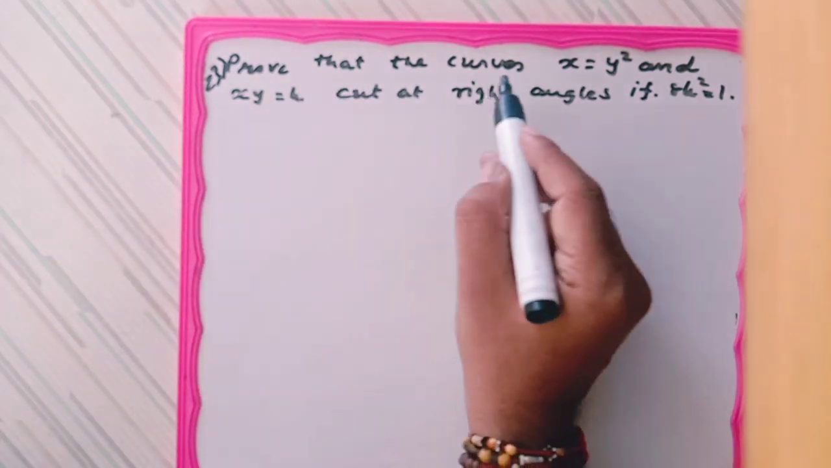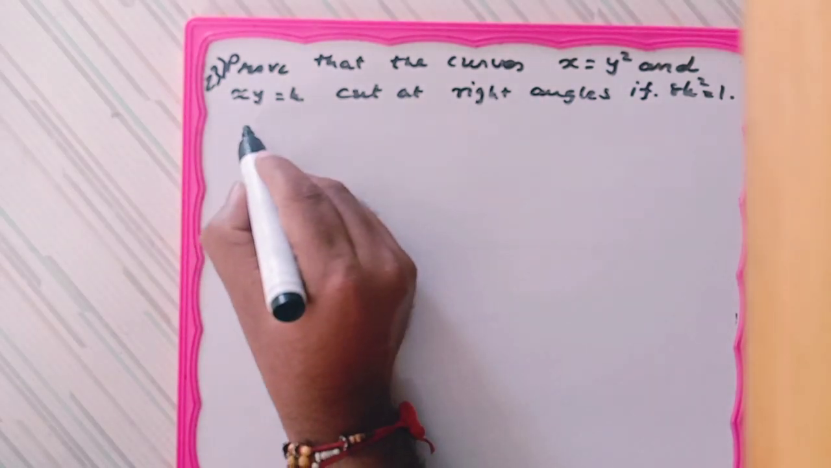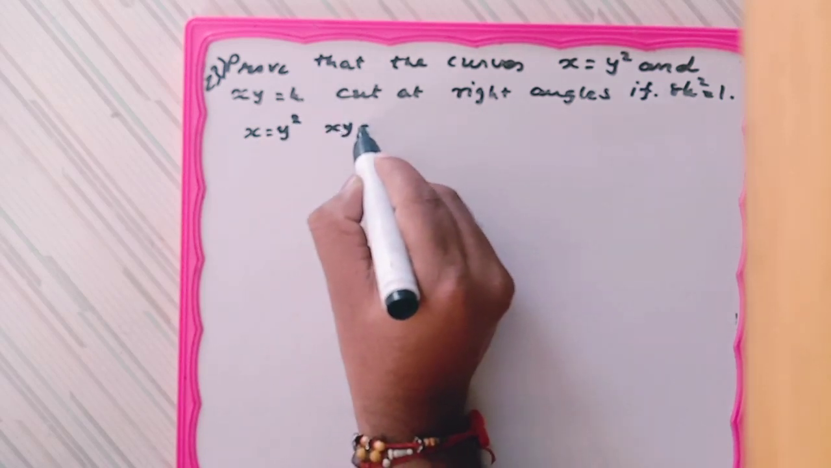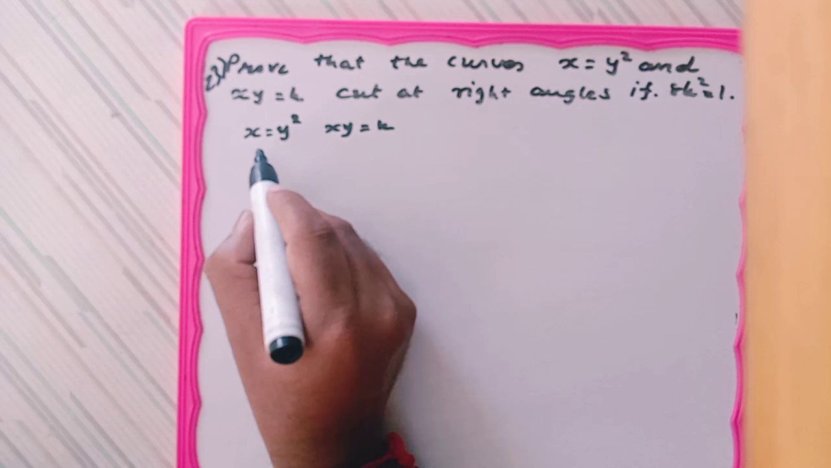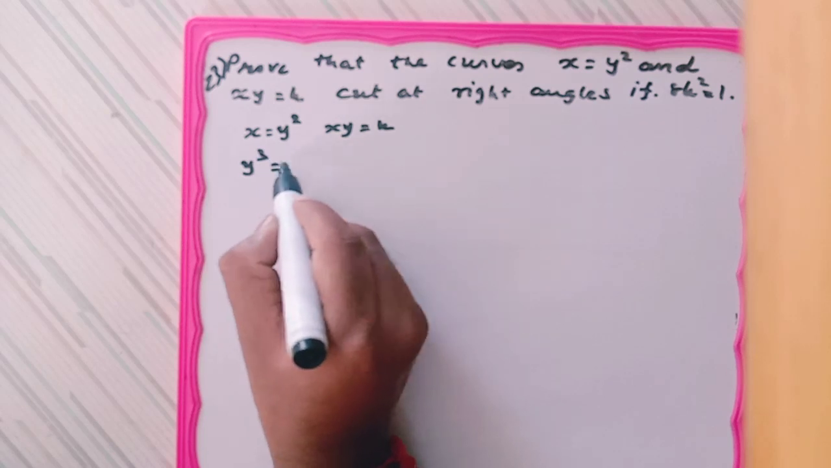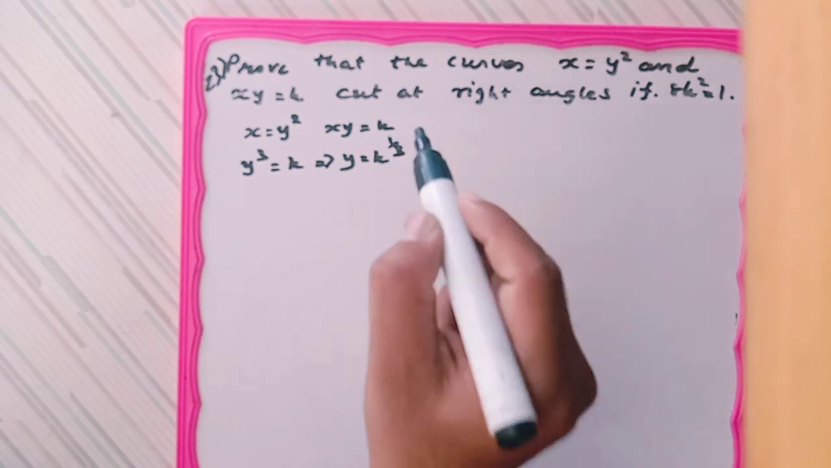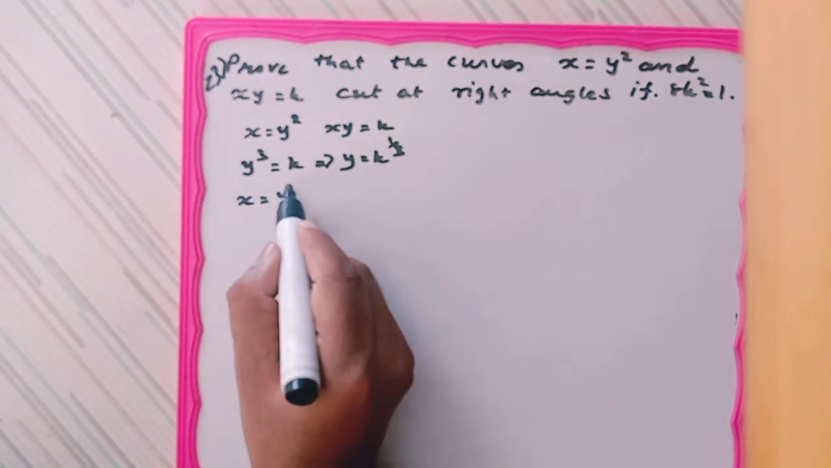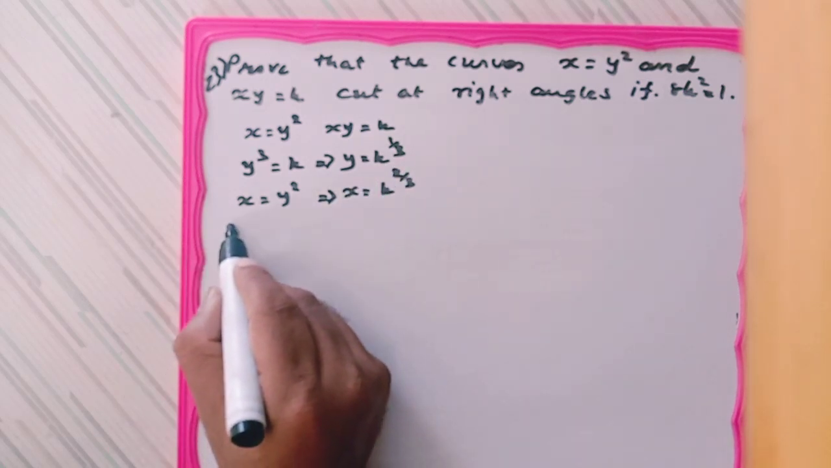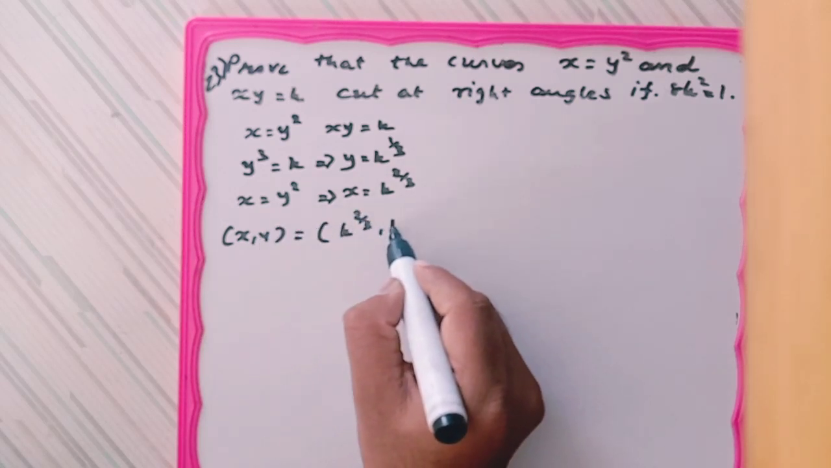Question 23, we have to prove the curves x = y^2 and xy = k cut at right angles if 8k^2 = 1. So x = y^2 and xy = k are given. Substituting x = y^2, then y^3 = k, and so y = k^(1/3). So x = y^2, and so x = k^(2/3). And so we have the point (x, y) = (k^(2/3), k^(1/3)).